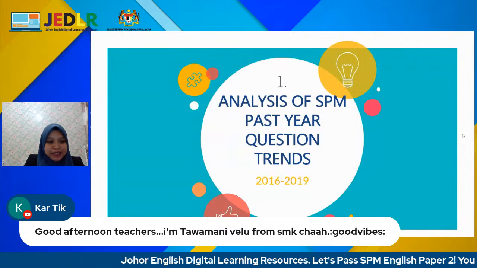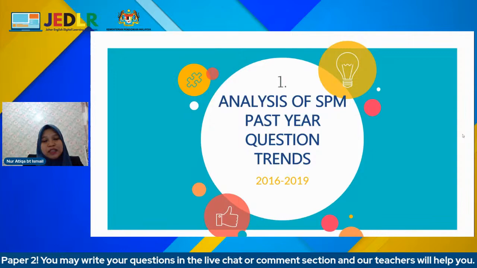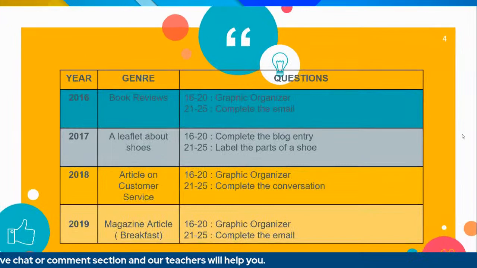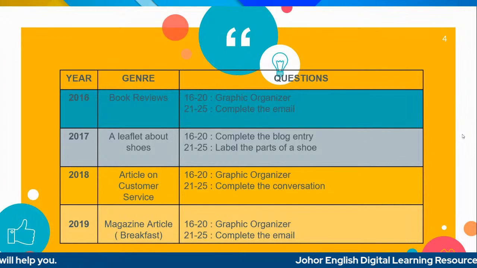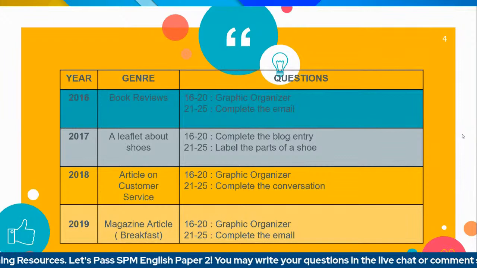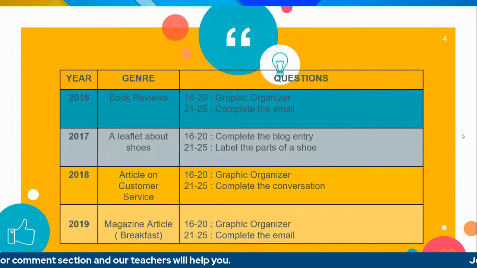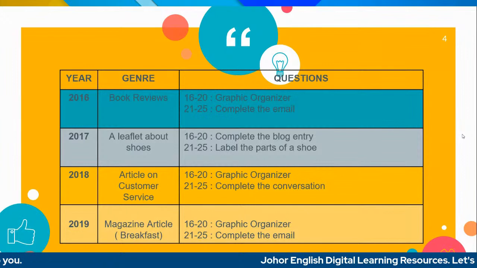Good afternoon to everyone joining. This trend is from the year 2016 to 2019. If you focus on the genre first, which is the text type, it ranges from book reviews, ulasan buku, a leaflet about shoes, flyers, meaning helaian atau iklan tentang kasut, and articles. Both articles are present in 2018 and 2019. One is on customer service, and another one is on breakfast.